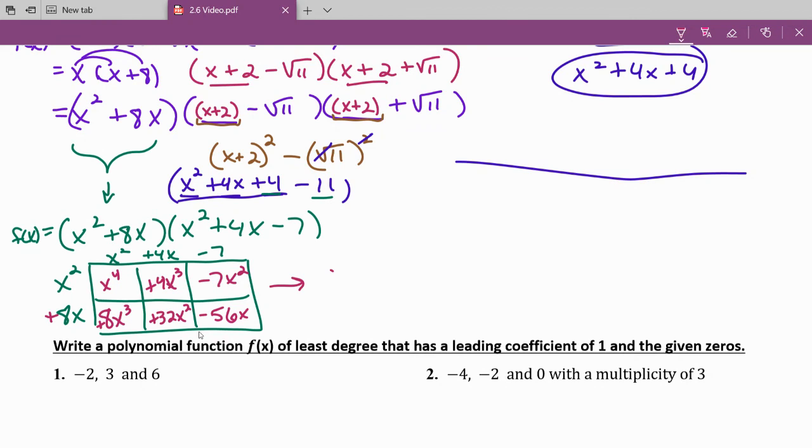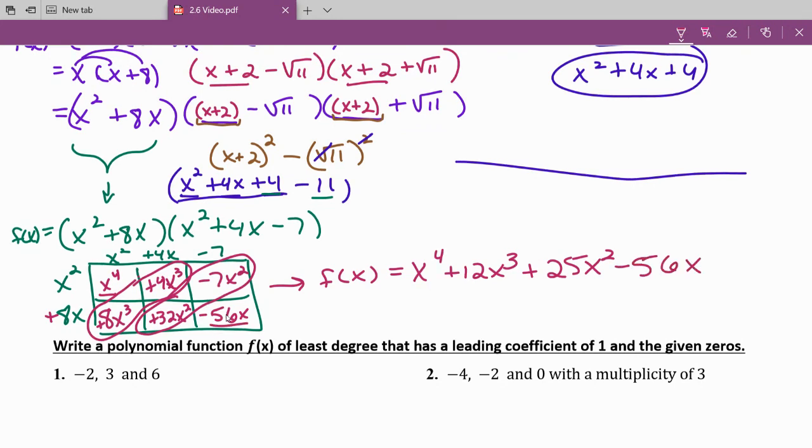So now when we write it all together, our final answer, polynomial f of x equals, your first term is x to the 4th. Your x to the 3rds, when you combine, you get a positive 12x to the 3rd. Combine your 32x squared with your negative 7x squared, and you get a positive 25x squared. And then the negative 56 will be our final term. And there you have it.